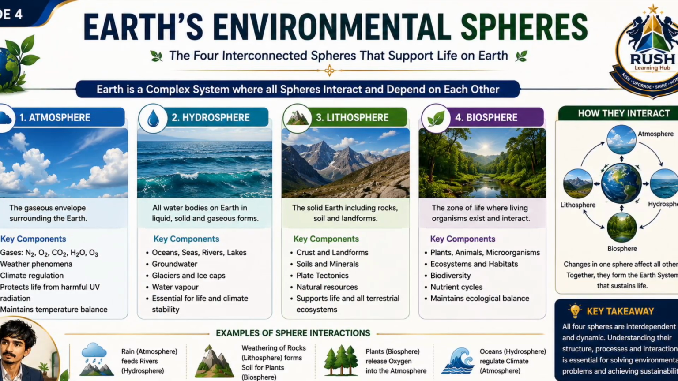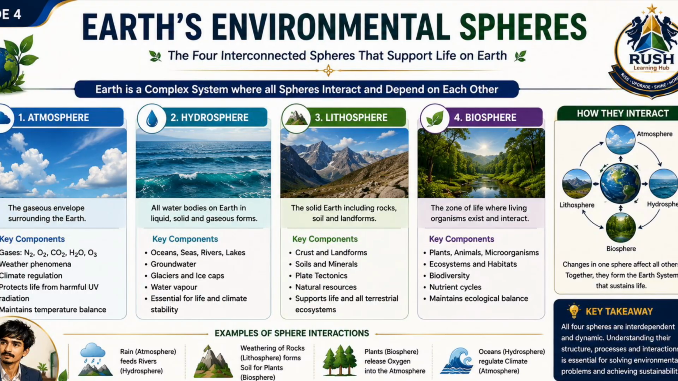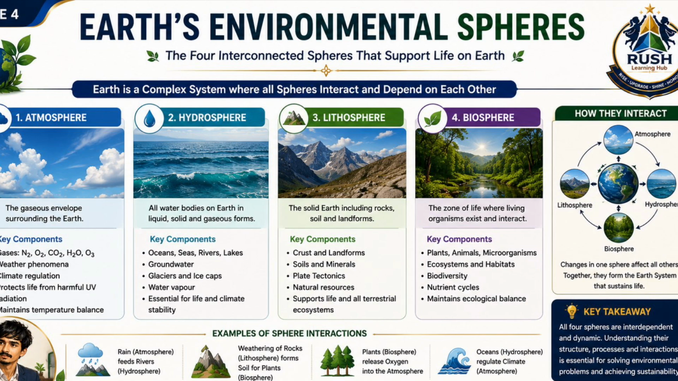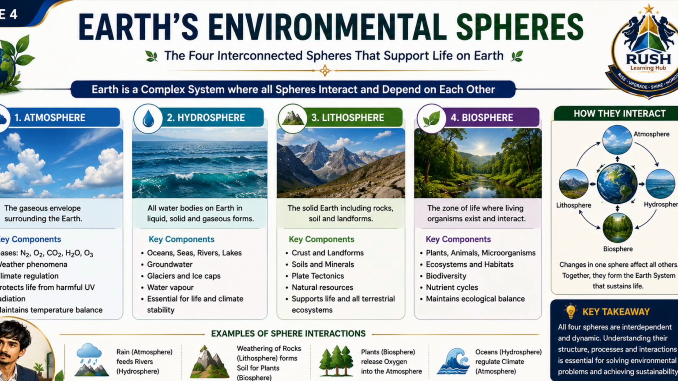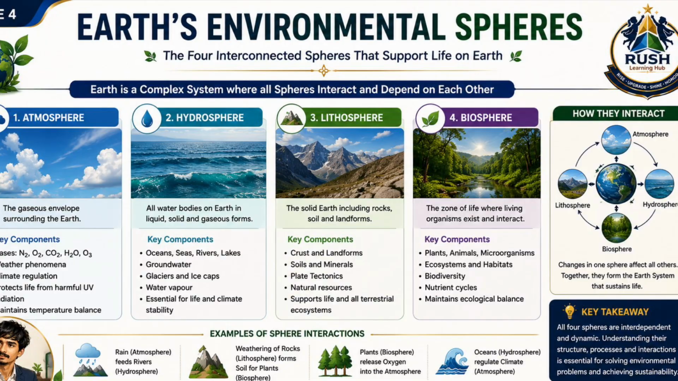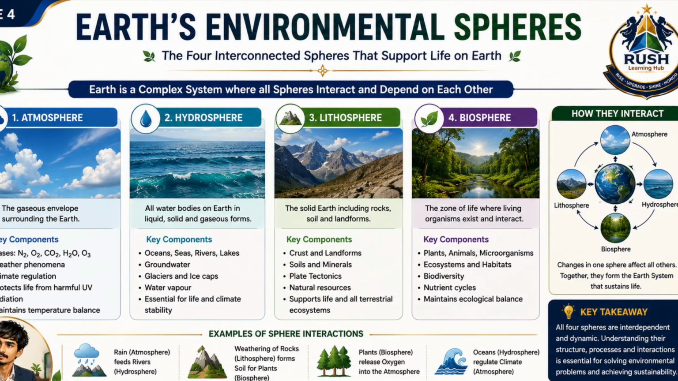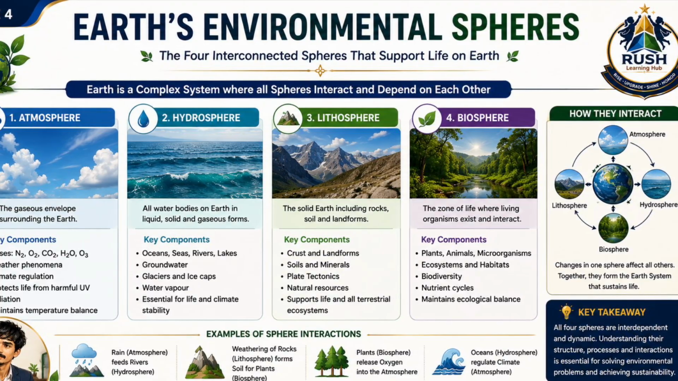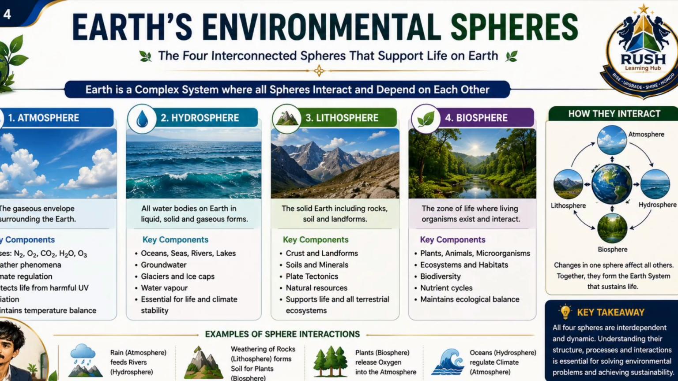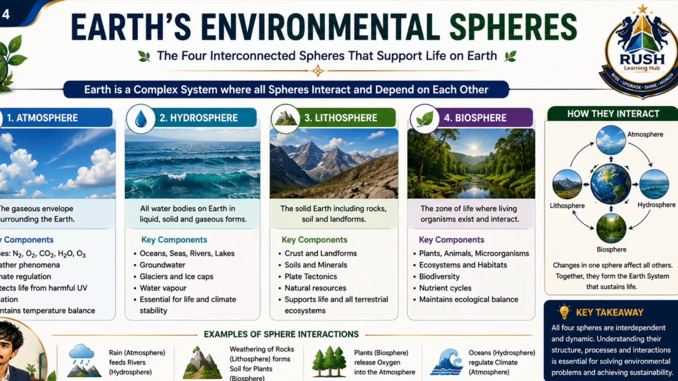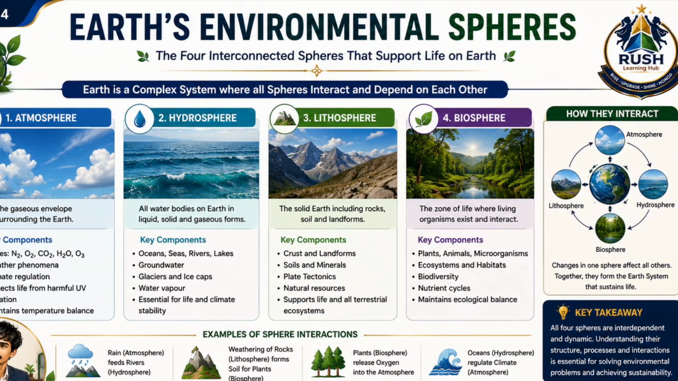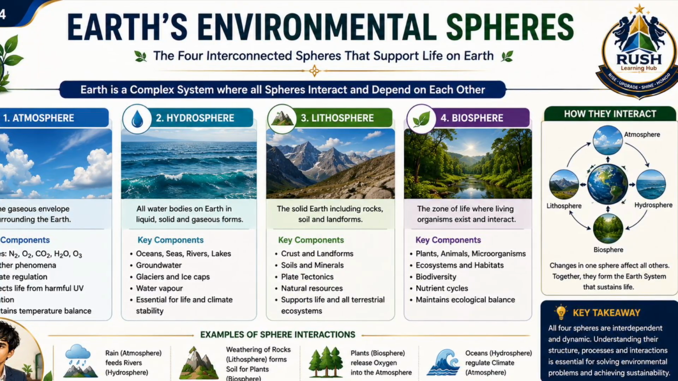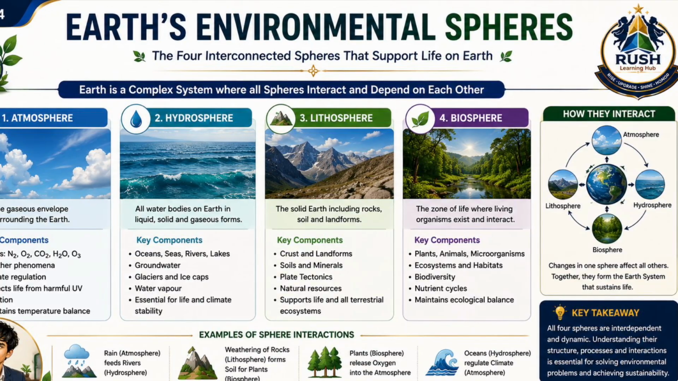Weathering of rocks in the lithosphere contributes minerals to soil and water systems, while rivers transport these materials through the hydrosphere. These examples demonstrate that a change in one sphere can influence all other spheres. For instance, atmospheric pollution can affect water quality, soil health, and biodiversity. Deforestation in the biosphere can alter atmospheric carbon dioxide concentrations and influence climate patterns. Therefore, environmental scientists study the Earth as an integrated system rather than as separate components.